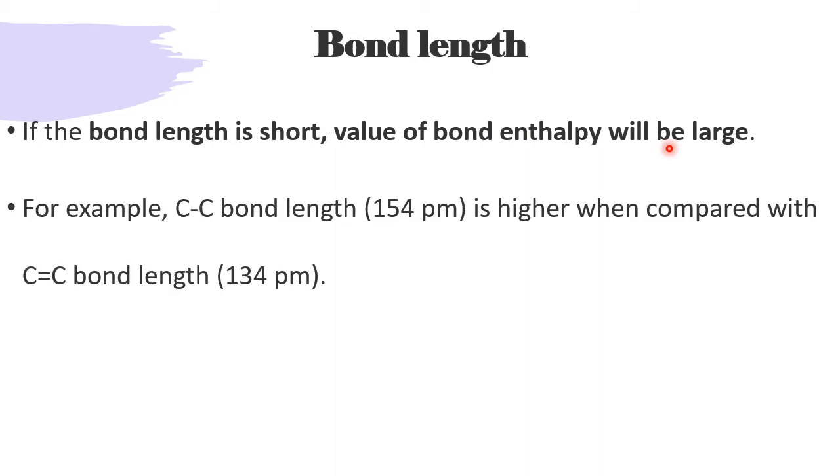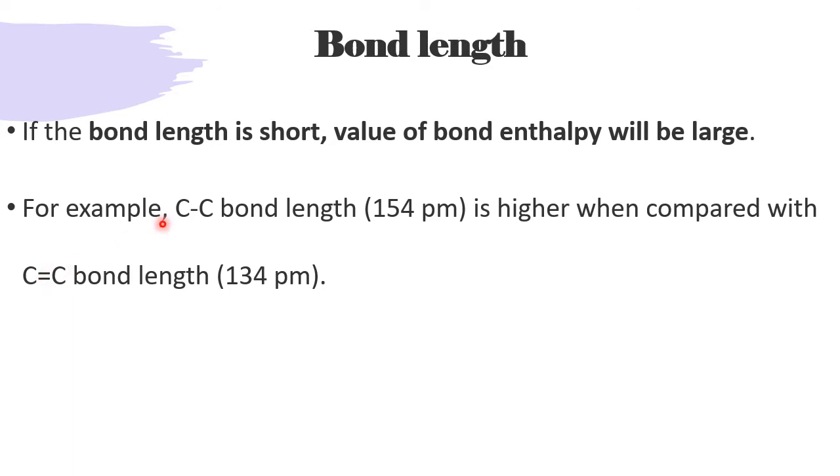For example, C-C bond length is 154 picometers, which is higher when compared to the C=C bond length of 134 picometers. So when the bond length is more, they go far away, less attraction. So we require less energy. Whereas in C=C, the atoms are more close, so bond enthalpy is higher and more energy is required.